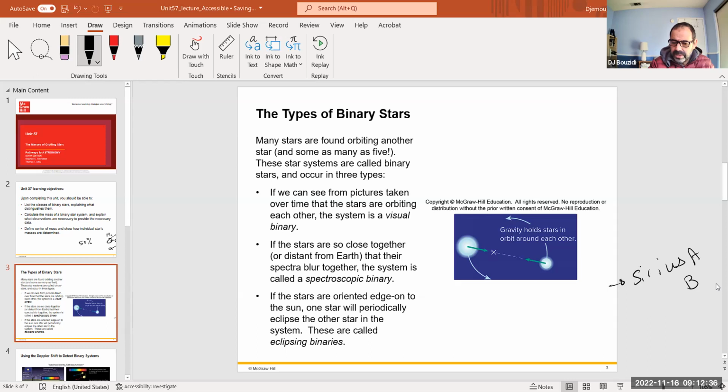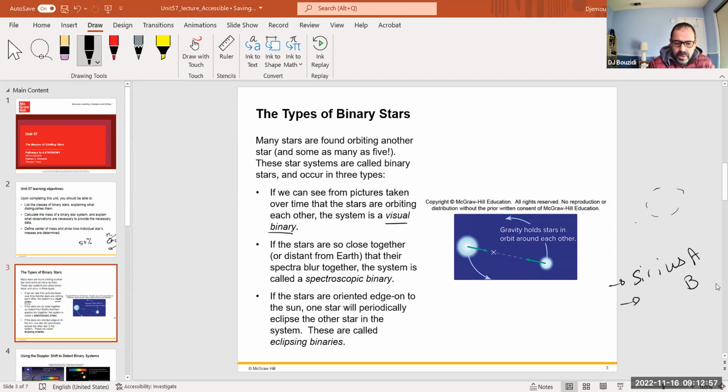Granted, one of them is a main sequence star and the other one is a white dwarf, but it's a binary. And now with the James Webb, you can actually see the two stars: a big star, which is A, and a dot next to it. That is what B is. Okay. So that is an advantage. Those types of stars that you can see are visual binaries.